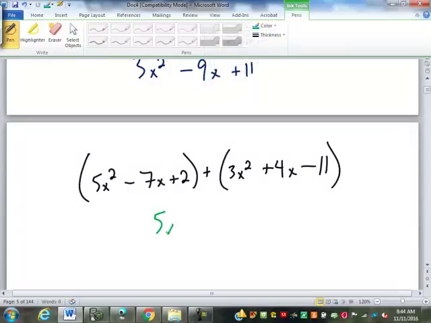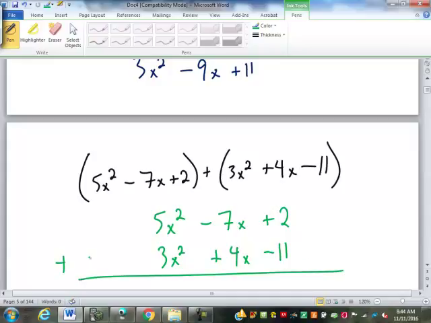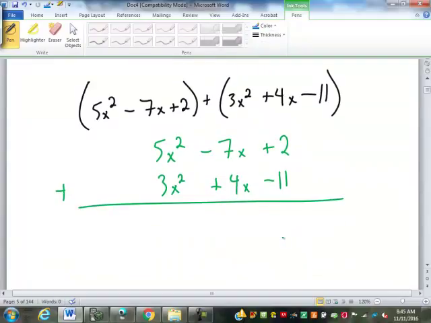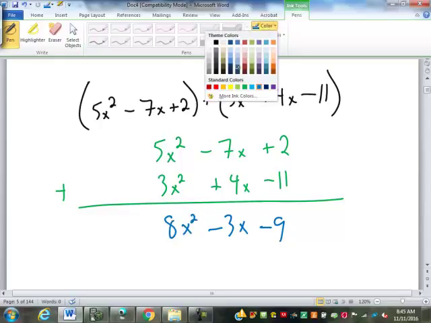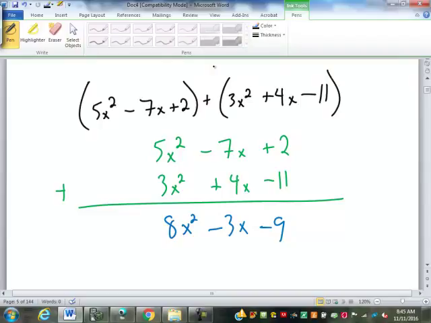Again, I'm going to write these out. 5x squared minus 7x plus 2. Then I'm going to make sure I line up the columns. So x squared goes to the x squared. 4x goes under the negative 7x. Negative 11 goes under the 2. And I am still adding my columns. I just have to deal with the negatives. 2 plus negative 11. Negative 9. Negative 7x plus 4x. Negative 3x. 5x squared plus 3x squared. 8x squared. Subtraction's where it gets kind of sticky.